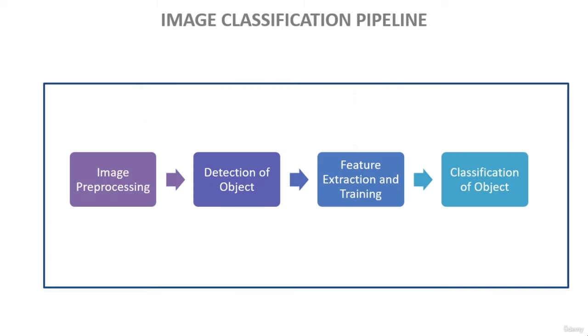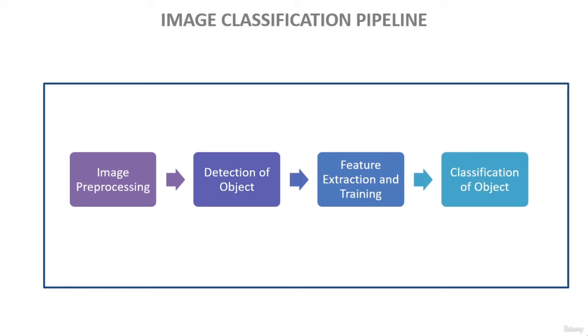When we look at the image classification pipeline, it comprises four main tasks. Let's spend some time to understand each of these tasks. So you have the diagram of the image classification pipeline on the screen. Let's start with the first step, which is image pre-processing, within which the image data and its features are improved by suppressing unwanted distortions and by enhancing some important image features. This is done so that we can get the data ready for further processing.